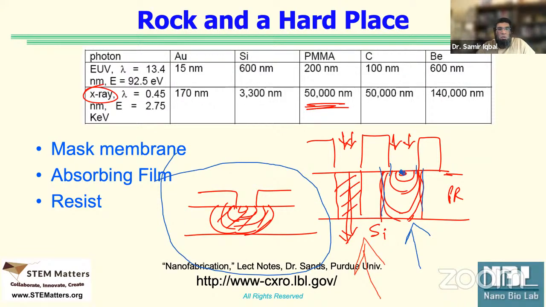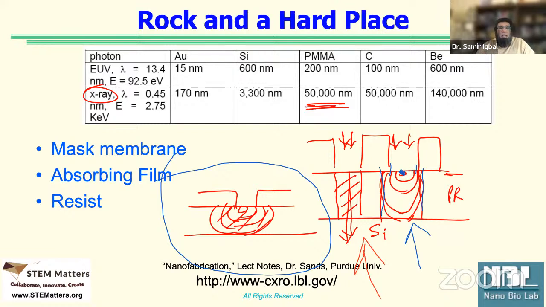So this is showing penetration depth here in the table above. Extreme UV in gold can go into 50 nanometer. In silicon, they can go 600 nanometer. So they penetrate metal as well. They penetrate hard material as well, right?